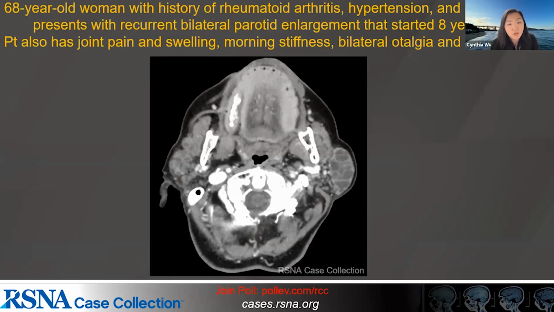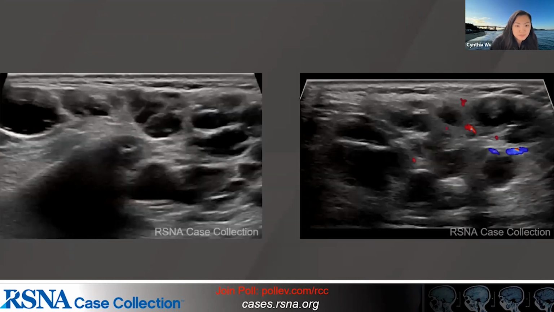So case 2 is a little different. This is an older patient, a 68-year-old woman with a history of rheumatoid arthritis, hypertension, and osteoporosis, who comes in with recurrent bilateral parotid enlargement over years, and it started 8 years ago. She also complains of some joint pain and swelling and morning stiffness with bilateral otalgia and hearing loss. And here we have an axial contrast-enhanced CT image at the level of the parotid glands, and you can take a look at them. Let's go on to the next set of images.